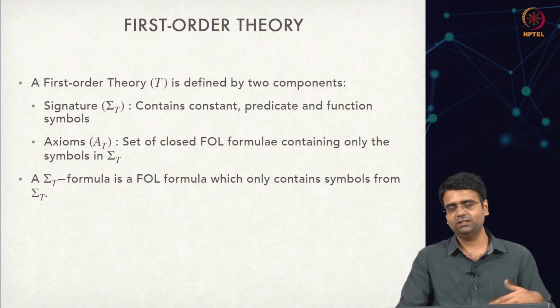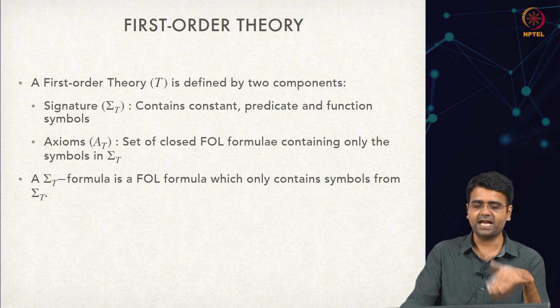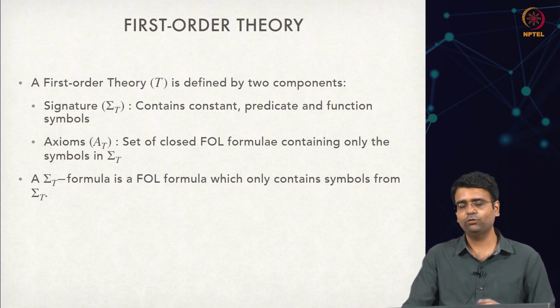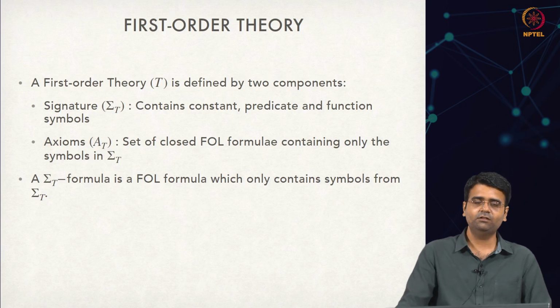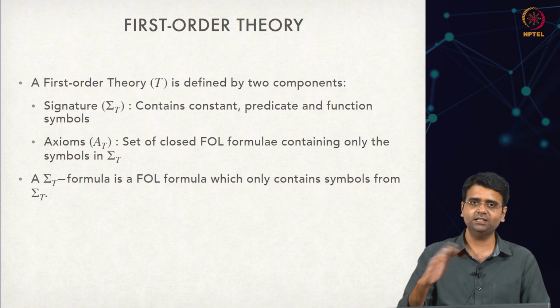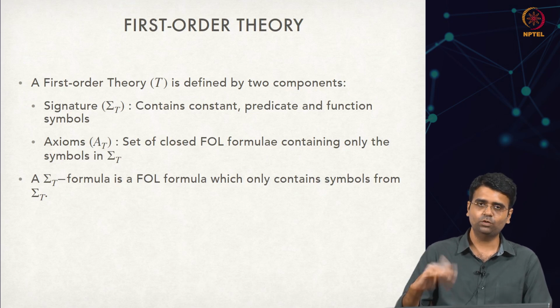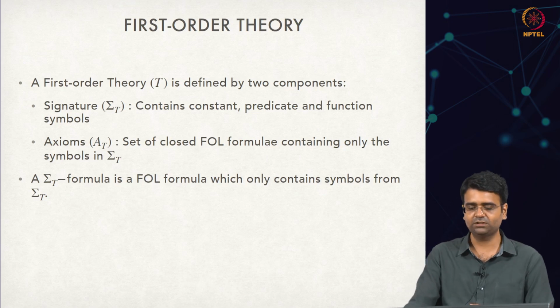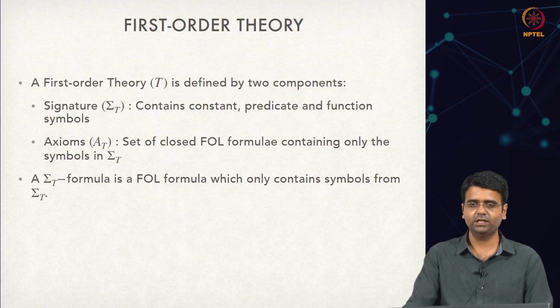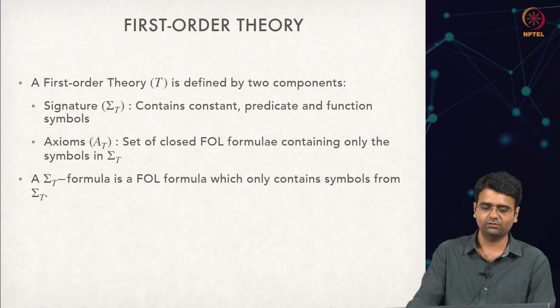The definition, the meaning of these symbols is given by the axioms. So the axioms themselves are FOL formulas which contain only the symbols which are present in sigma t. So the meaning of these symbols we are going to formally encode again using first order logic formulas, and these formulas will be closed, meaning that they won't have any free variables, and they will only contain the symbols from sigma t.